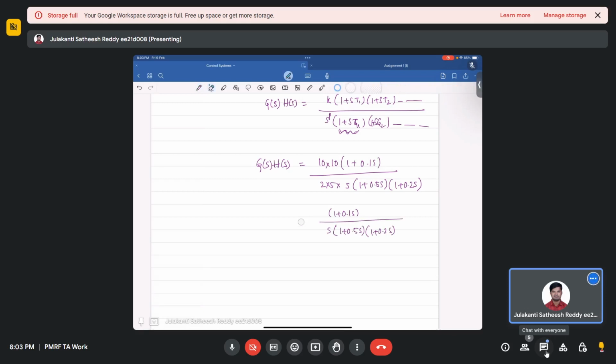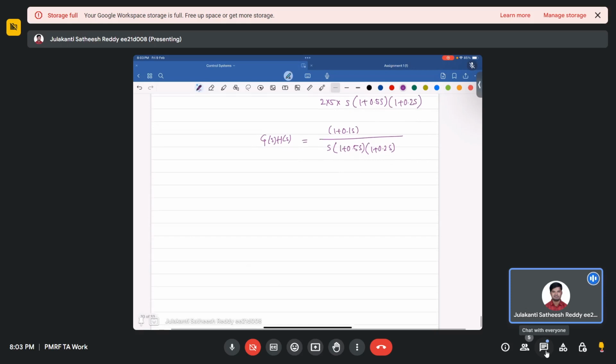So this is G(s), H(s). Okay, now put s equals j omega. So we have 1 plus j0.1 omega, j omega, 1 plus j0.5 omega, and j0.2 omega. So let's draw the magnitude plot first.